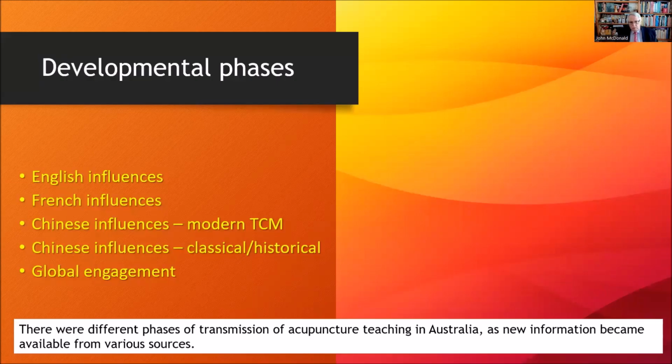There were different phases of transmission of acupuncture teaching in Australia as new information became available from various sources. English influences, French influences, Chinese influences, modern TCM, Chinese influences, classical, historical, and global engagement.